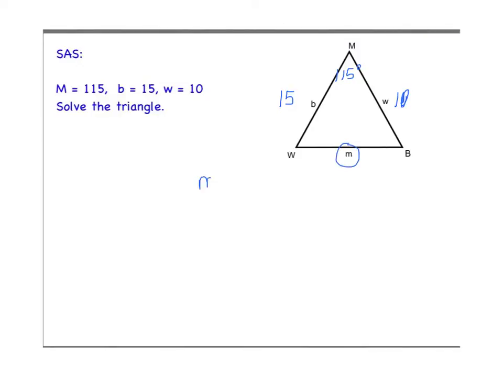So I'm going to have m squared is equal to, what are the other two sides? Well, 15 squared plus 10 squared minus 2 times those same sides, cosine of angle m, which I know, a known quantity, is the cosine of 115 degrees. All right, then this becomes a calculator problem. So m squared is going to equal, in your calculator, 15 squared plus 10 squared minus 2 times 15 times 10 times cosine of 115. Just type it in exactly like it is.